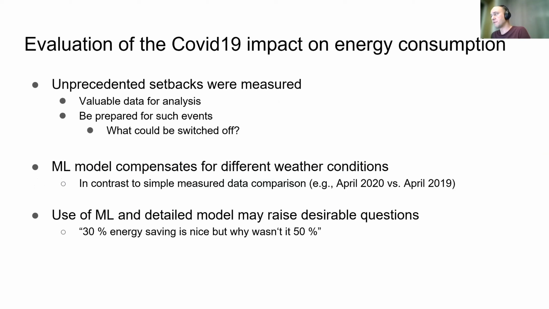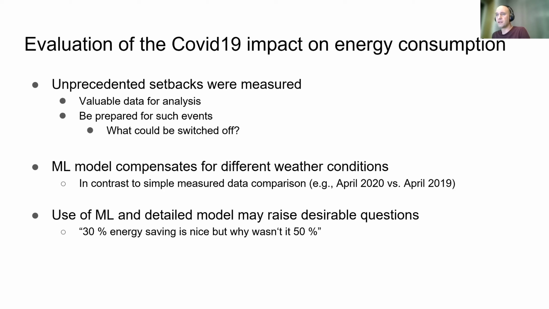So what is the message from this analysis? First of all, unprecedented setbacks were measured. A lot of buildings were put into setback regimes that were not done before. And in many cases, you have this data measured in your building management systems. And it's a very interesting source of data to be learned from. And yeah, you can ask such questions: what could be switched off when they were able to switch it off during the pandemic lockdown? Why can we not switch it off regularly, and so on?